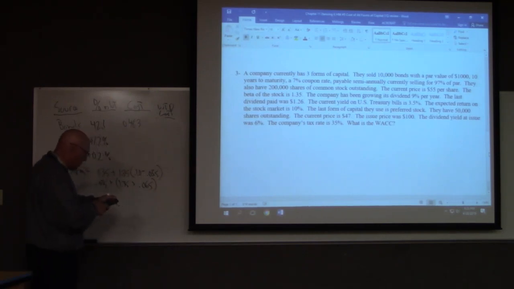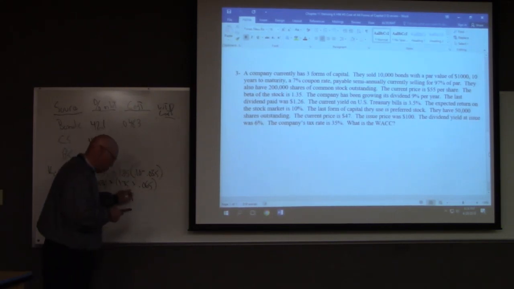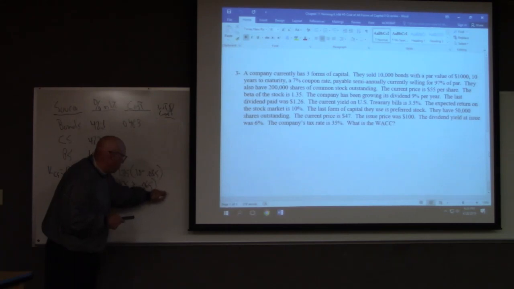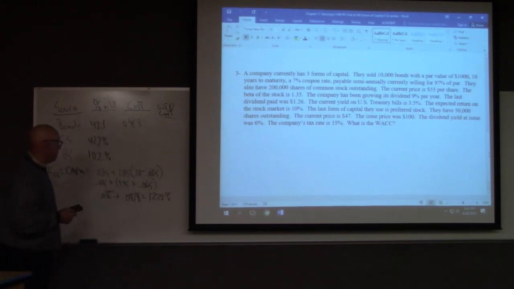0.065 times 1.35 is equal to 0.0878 plus 0.035 is 12.28%. That's the cost of equity using CAPM.